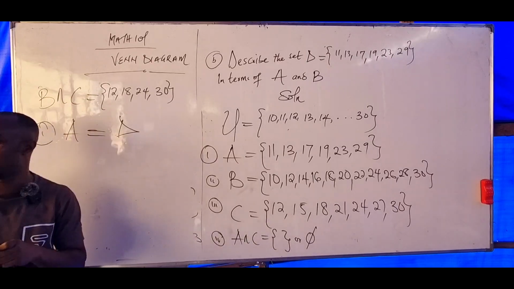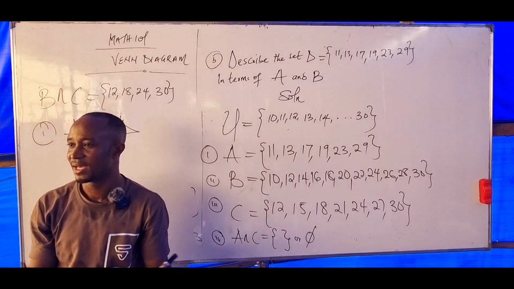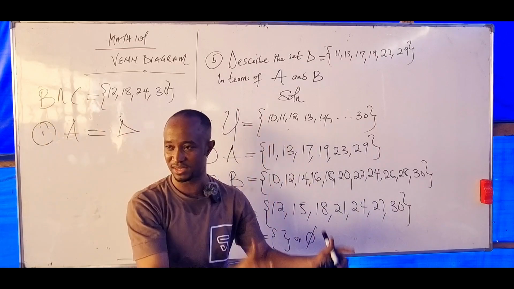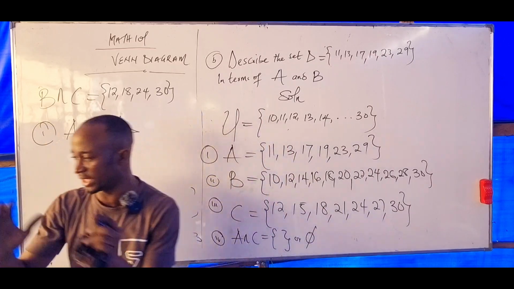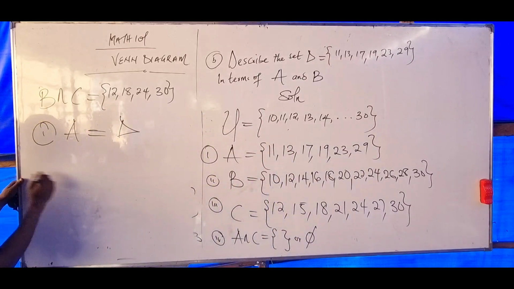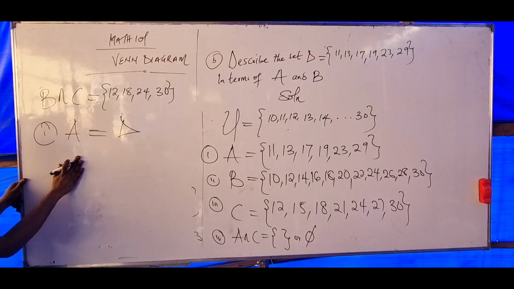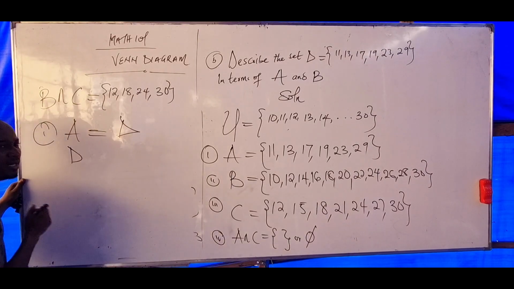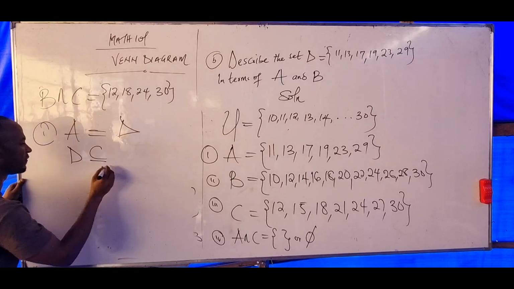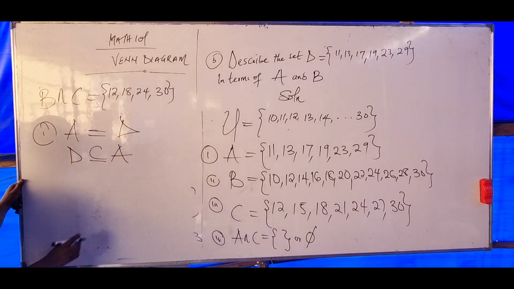Equal sets are those sets that have the same elements. Every element in this is also an element in this. Are you getting the concept now? That means they are equal. Number 2 is that, listen on. D is a subset of A.